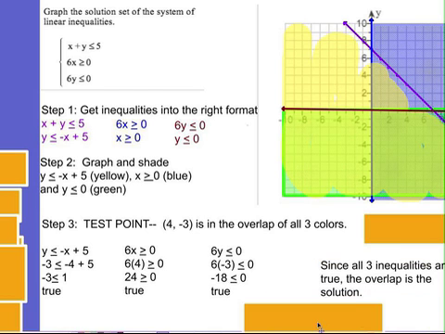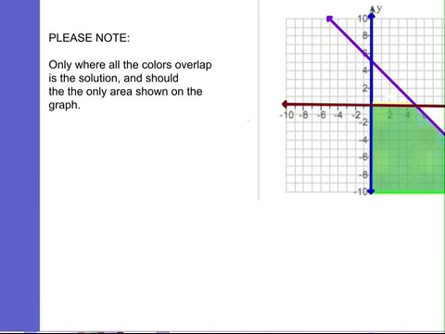Since all three inequalities are true, the overlap area is the solution. And again, with the final answer, I only include the overlap area. So this little trapezoid right here, that's the only area I need to color in.